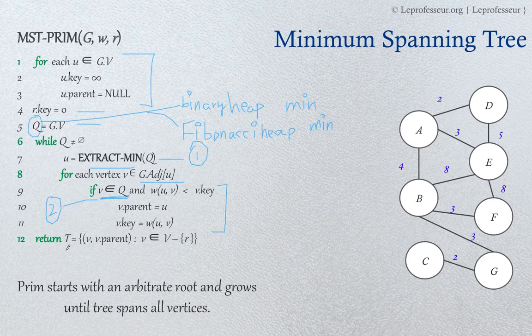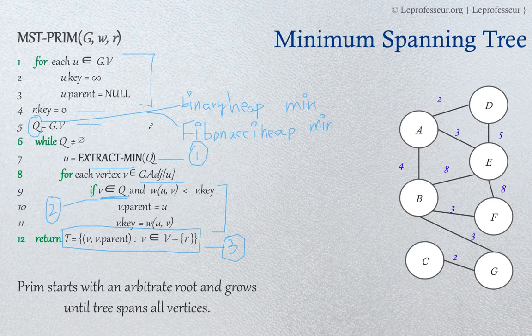Okay, and then in the end, when the algorithm exits, the set of edges which will be in our minimum spanning tree can be given by expression number 3. All right. So the implementation of the queue is very important. The overall time complexity of this algorithm will depend on the implementation of this queue data structure.